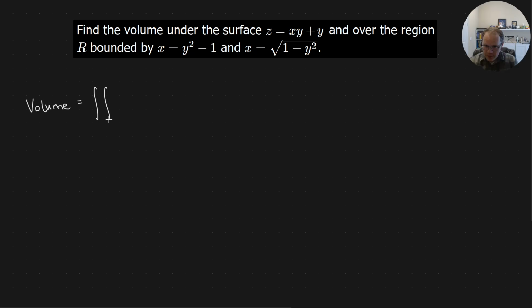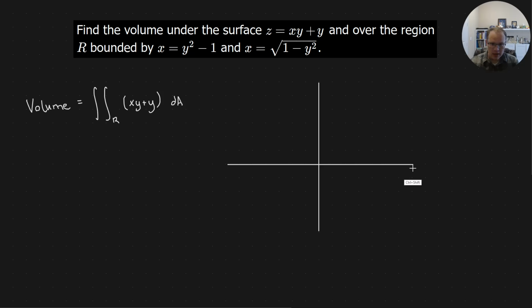So we want to find the integral of the surface xy plus y over region R, and we want to integrate over the area of R. Now, as with other double integral problems, the trick here is finding the region of integration and the bounds that correspond to that region of integration. So let's sketch out the region that we're dealing with, the two curves and the region that they create.